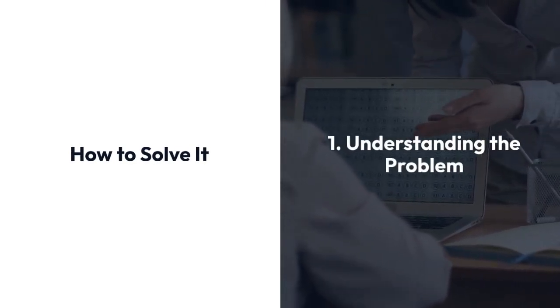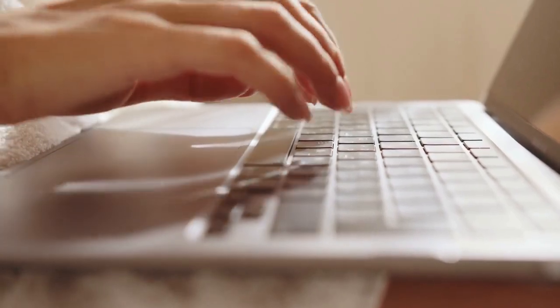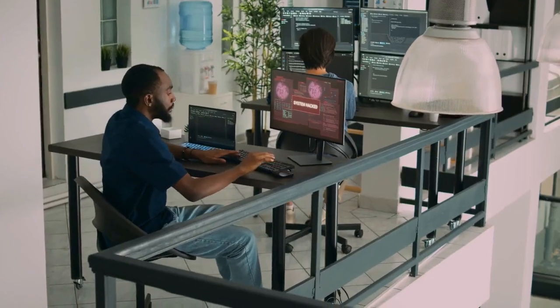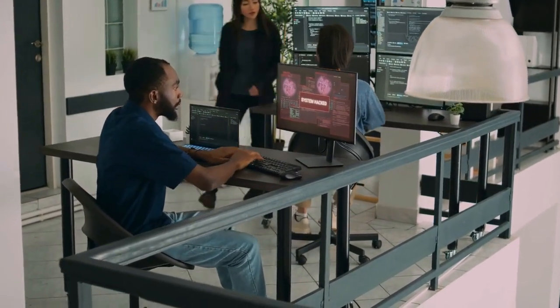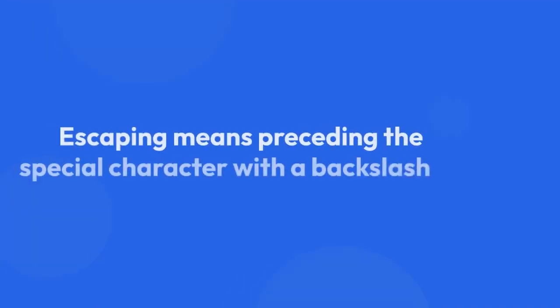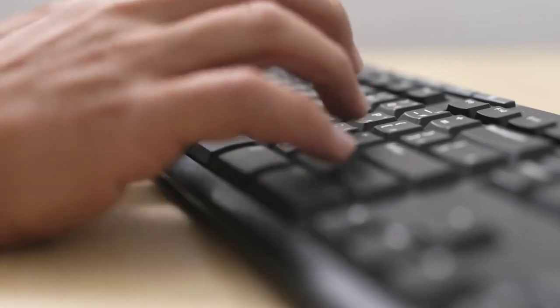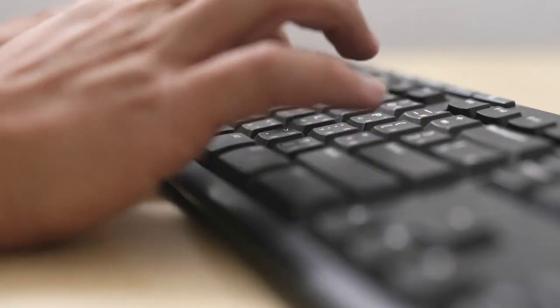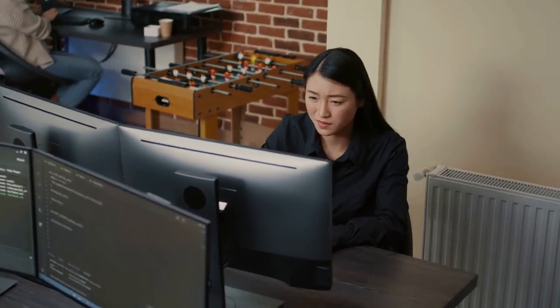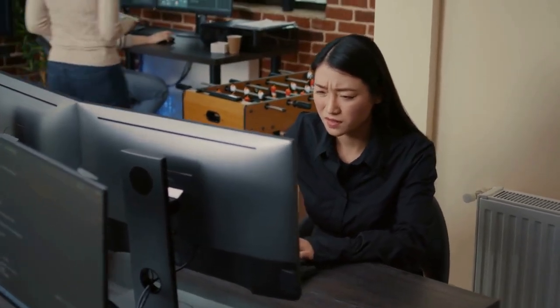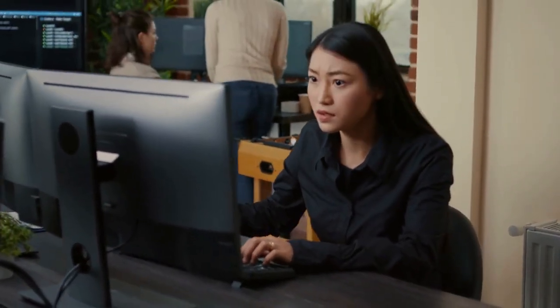1. Understanding the problem. The core issue is that Regex uses specific characters, like the period, for its own operations. If you want to match these characters literally within your input string, you need to escape them. Escaping means preceding the special character with a backslash. For example, if you want to match a literal period, you'd use a backslash followed by a period in your Regex. The Regex engine will then interpret this as a literal period, not the match any character wildcard it usually signifies.